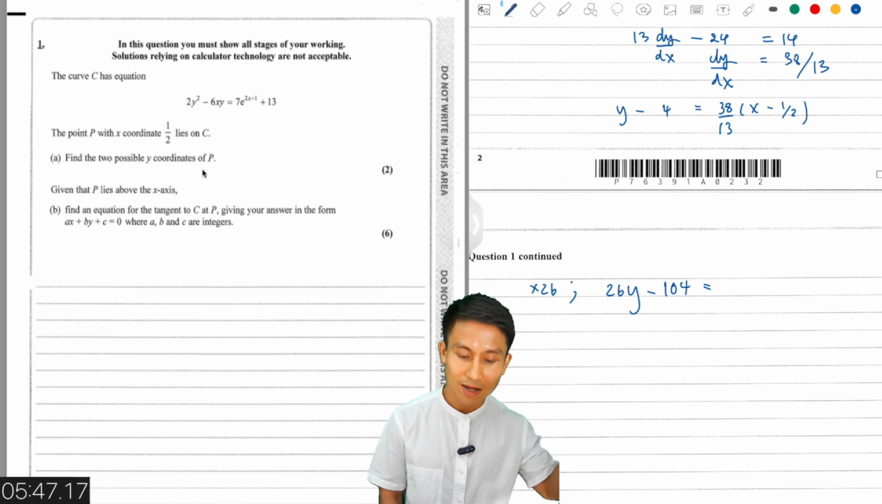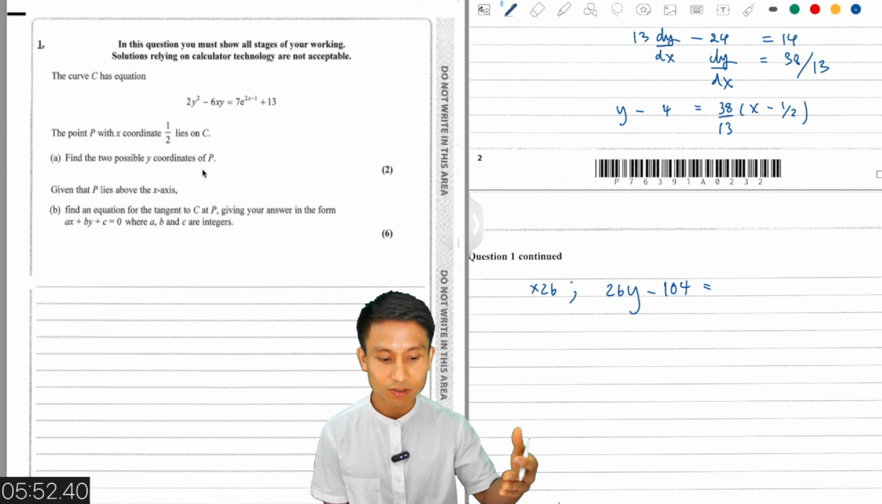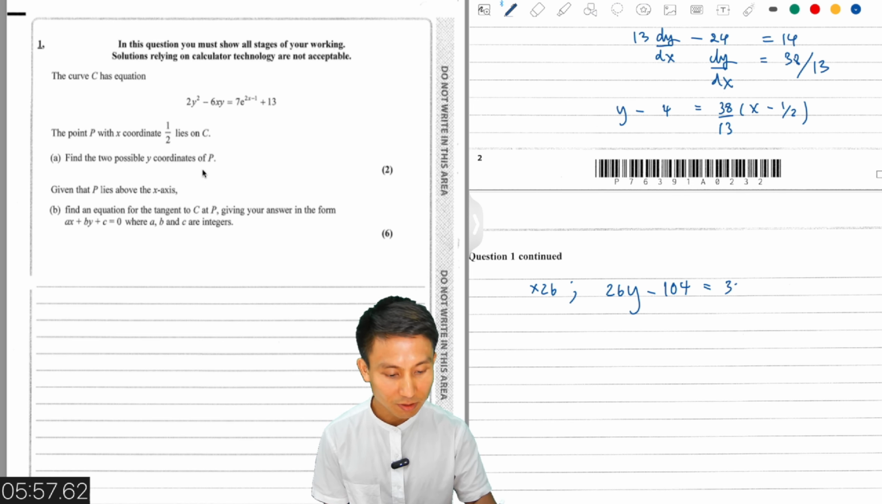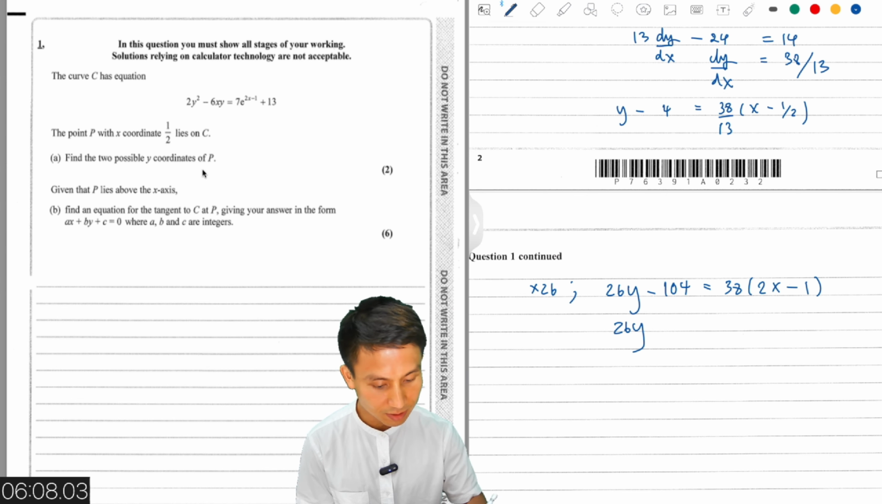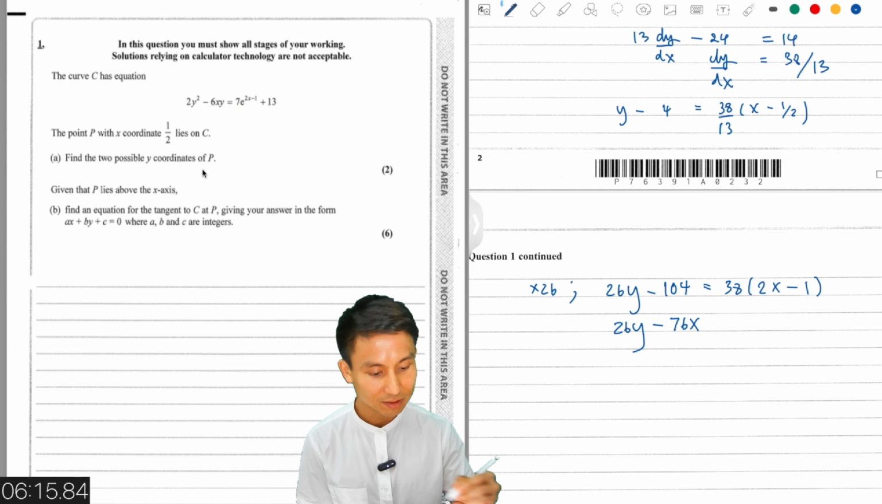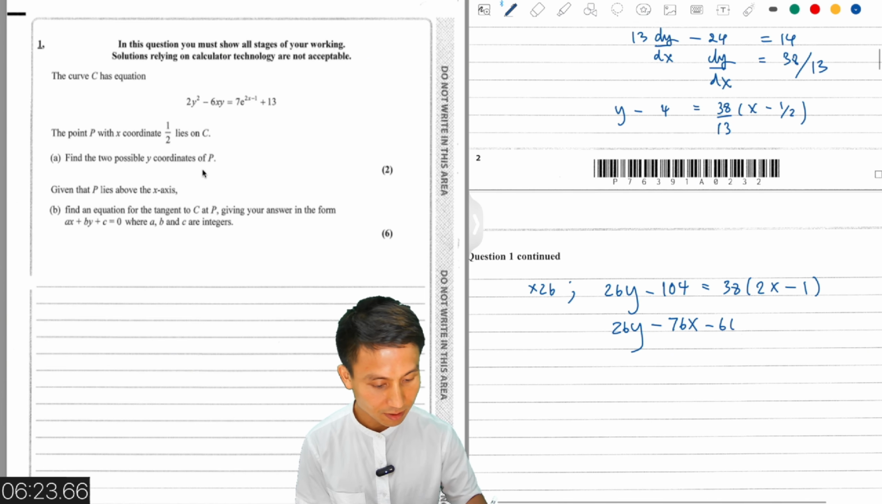Equals, so 26 times 13, we get 2 there. In 26 times 38 over 13, we get 2. And then when 2 multiplies in, we get 38 and then 2x minus 1, right? So you're going to have 26y, and then we need that form. So 38 times 2 is 76, so minus 76x. And then that's minus 38 as well, so minus 104 plus 38, that's minus 66. All right.